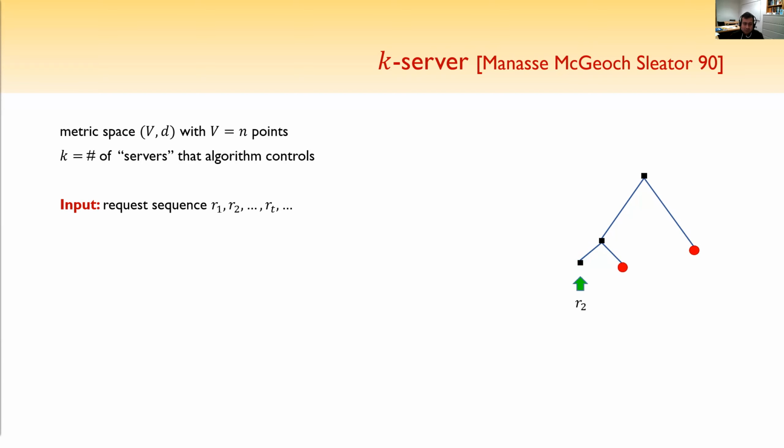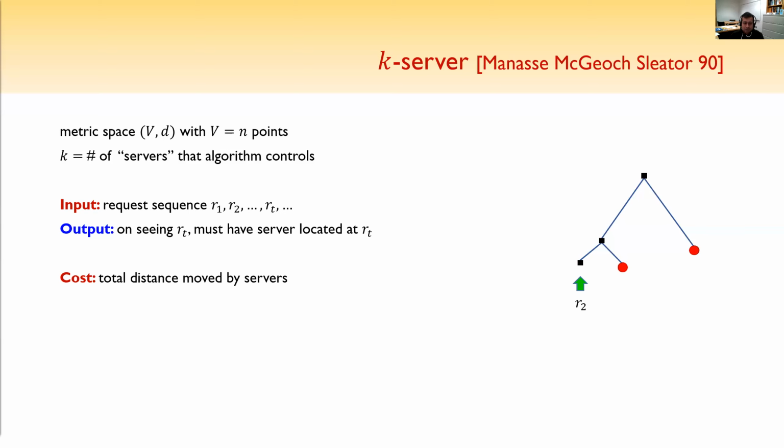Now, the next request R2 might arrive at the previous location that the server was in, in which case the algorithm needs to either move back the server it just moved, or it needs to move the other server over to this location. In general, on seeing a request R sub t, the algorithm must have a server located at R sub t to serve that request. And if it does not have a server at that location, then it needs to move one of its servers from a different location to that location.